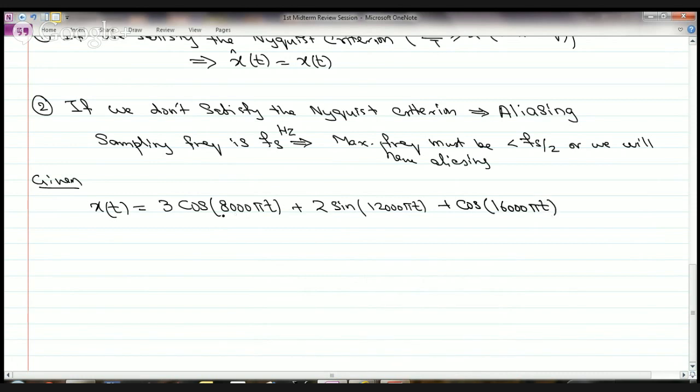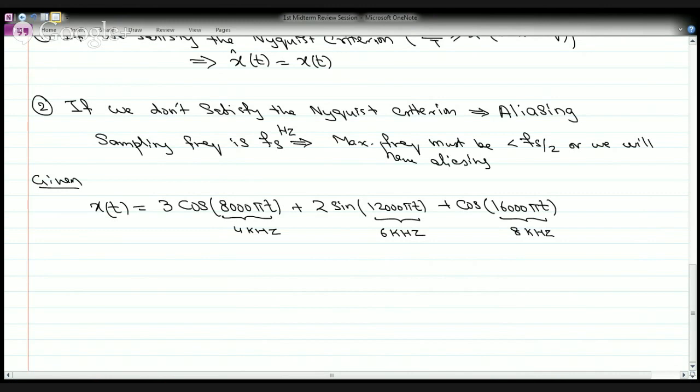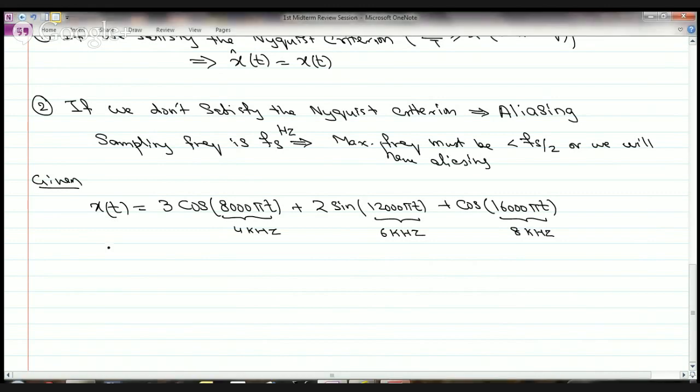So we have one cosine which is 4 kilohertz. We have a sine which is 6 kilohertz. And we have a cosine which is 8 kilohertz. You can stay with the radians per second, that's fine too. Okay, and now the sampling time, capital T, is given as 1 over 6,000 seconds. What does this mean? That my sampling frequency is 6,000 hertz, i.e. it's 6 kilohertz.